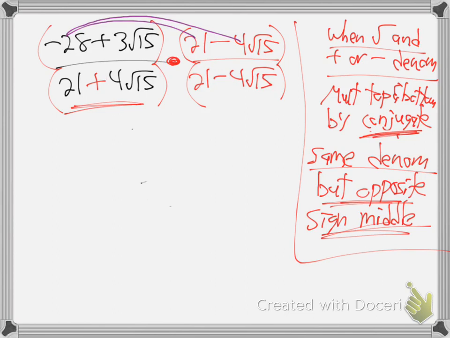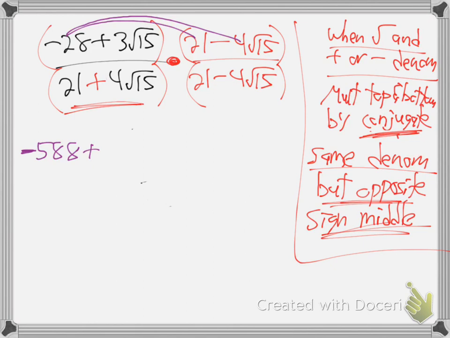So 28 times 21. I don't know, some big numbers here. I'm using my calculator. 588. Oh, negative. Thank you, Chanel. So it's always helpful to have other people watch you while you do the math. That way you don't mess up.